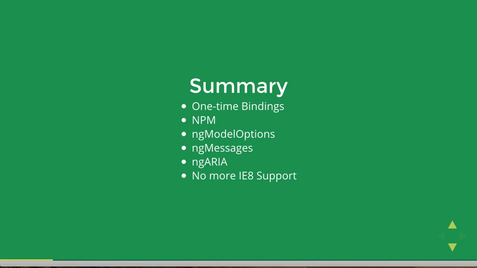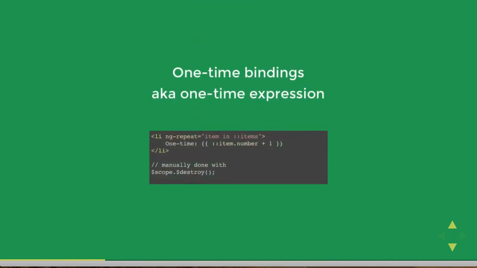So for the summary, here are the main differences: one-time bindings, node package manager, ng-model-options, which are ways to fine-tune how your data is presented, and ng-messages is for validation of input, ng-aria is for accessibility, and the last part is the dropping of Internet Explorer 8 support. And let's start to go over these specifically.